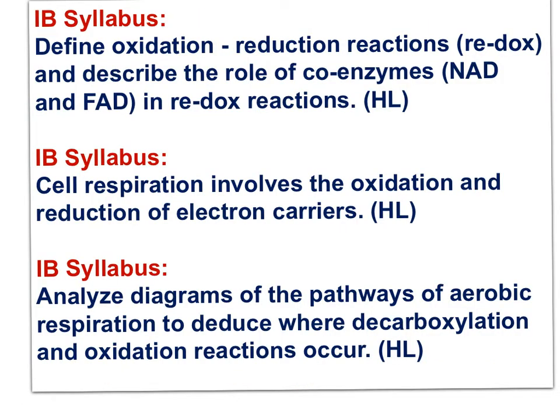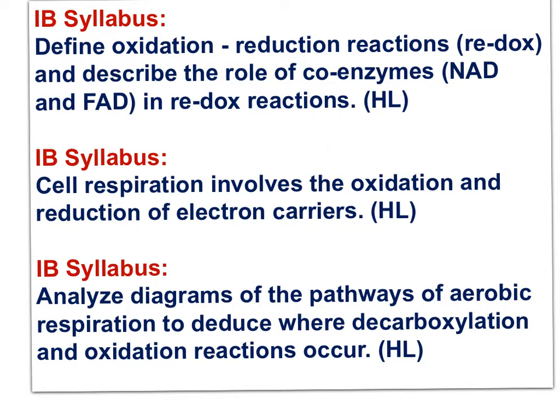Here are 3 IB syllabus statements that you've seen before. Define oxidation-reduction reactions and describe the role of coenzymes in redox reactions. NAD plus and FAD oxidize organic intermediates in cell respiration to become reduced. In their reduced forms, NADH and FADH2, they transfer electrons held in high energy positions to the electron transport system. Cell respiration involves the oxidation reduction of electron carriers. In the electron transport system, electron carriers are repeatedly oxidized and reduced as electrons change position and release energy.